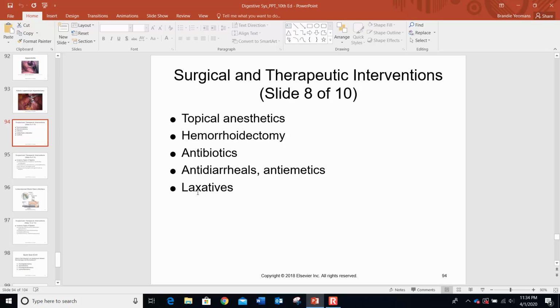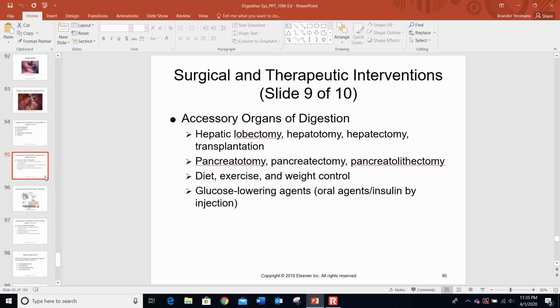Then let's go to the other end of the spectrum, laxatives. We're trying to encourage bowel movements in the looser stool where it's not quite as tough and hard to pass. These are some of the other types of therapeutic interventions for those accessory organs. We can do a lobectomy, which was removing just a portion of the liver, because you have to have your liver, but we can deal without a lobe of it, so a part of it. We can also use insulin to help lower the blood sugar or raise the blood sugar depending on what the patient has got going on there.